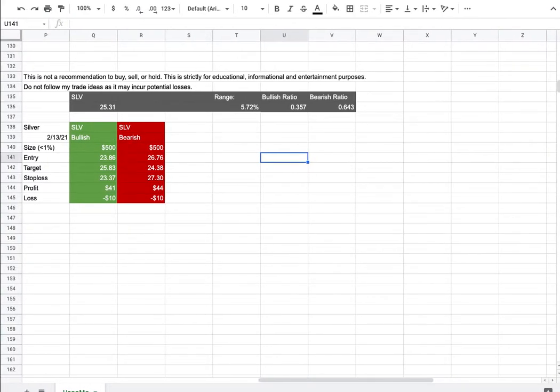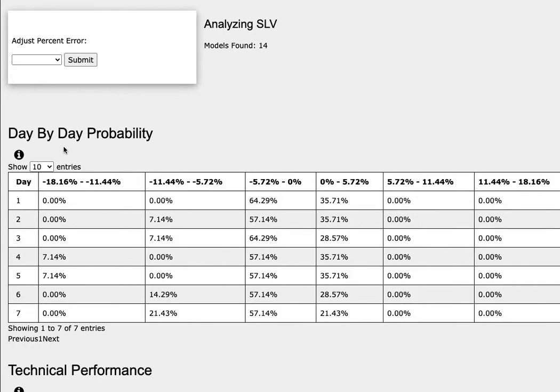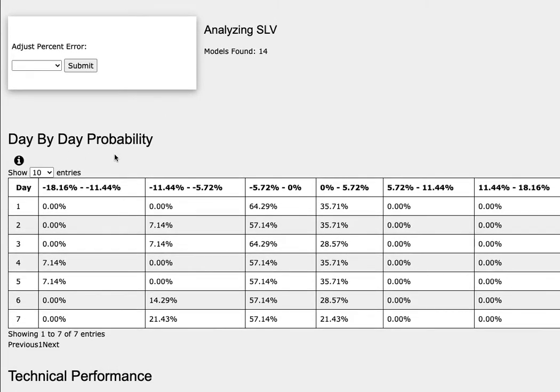So how did I develop these trade ideas? It all comes from the day-by-day probability model, which is available in the link below, so do check it out. As we progress to the 5th day or week of trading, silver futures has a 36% chance to climb between 0 to 6%, and a 57% chance to fall between 0 to negative 6%, and for the extreme case to the downside, a 7% chance to fall between negative 11% to negative 18%.